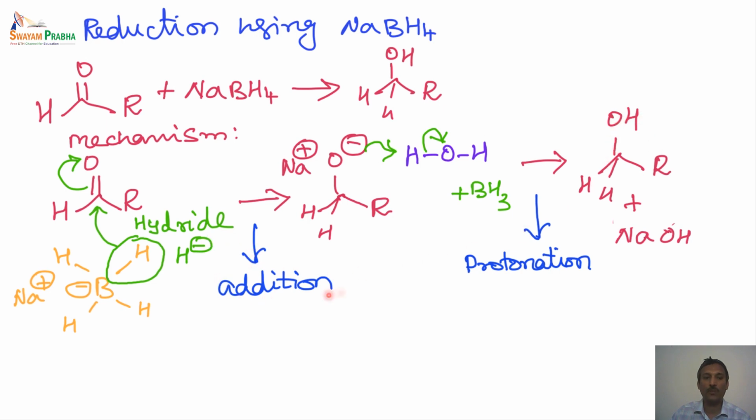And the first step is what is called the addition reaction. So the addition of the hydride takes place in the first step, and in the second step it is the protonation reaction of the corresponding anion that is formed. These are the two reactions, and this protonation reaction is a very fast and facile reaction.